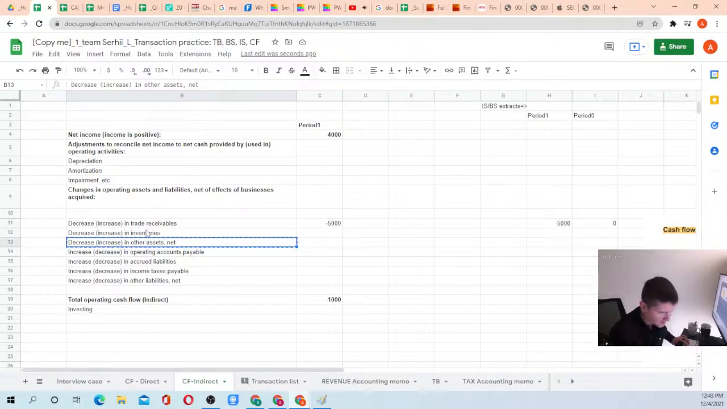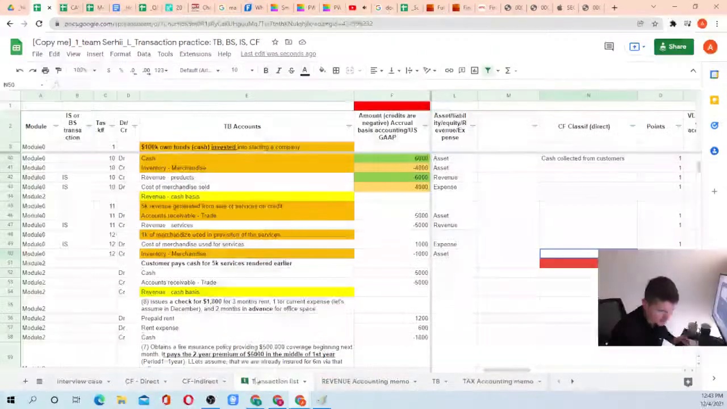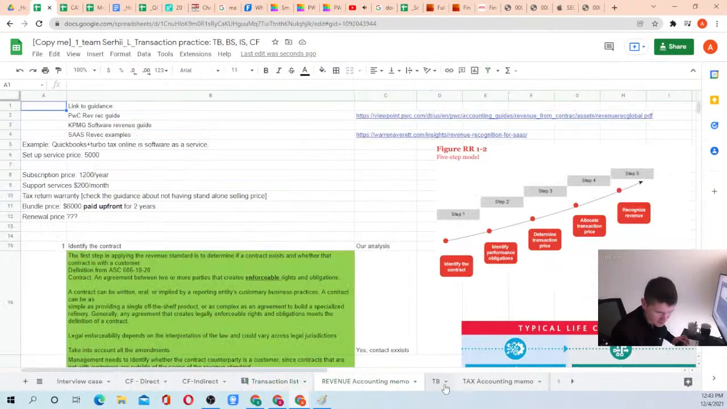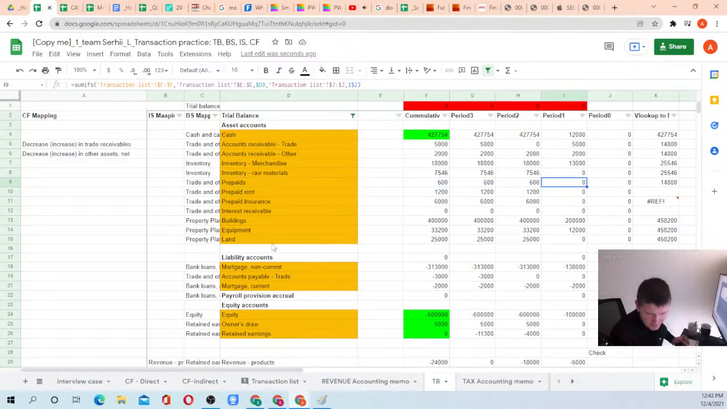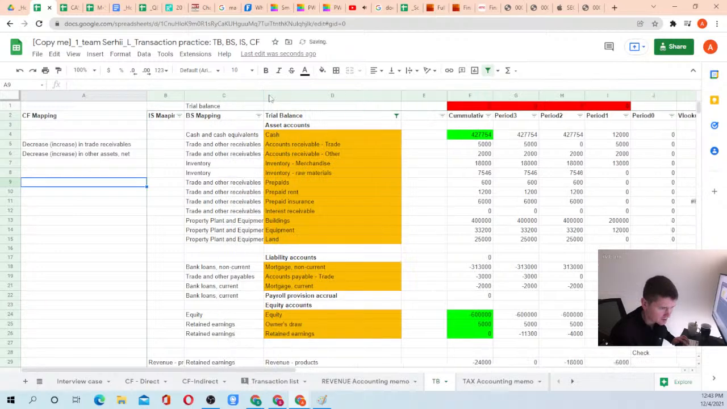Thanks, Yuri. Okay, so we got some assets and liabilities. Let's go to trial balance. Okay, other assets. Let's see. We also have some prepaids. So I would basically allocate that stuff to other assets and liabilities as well.